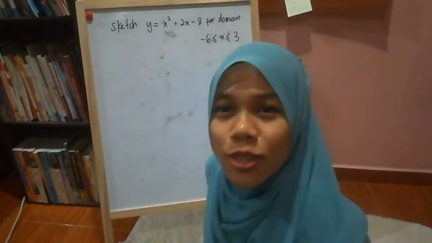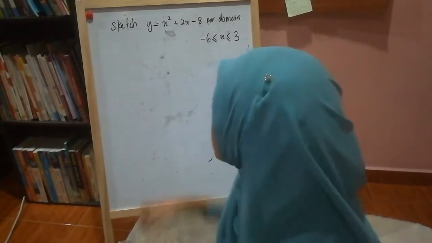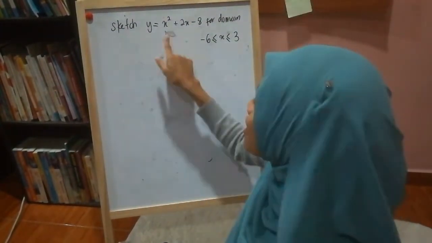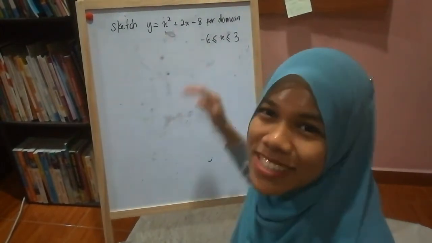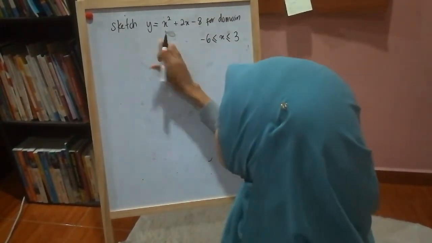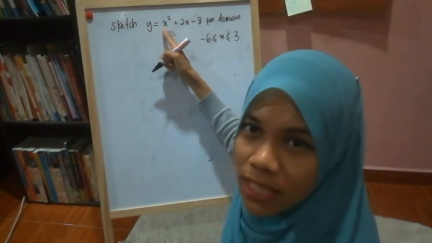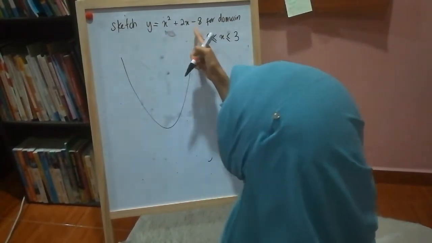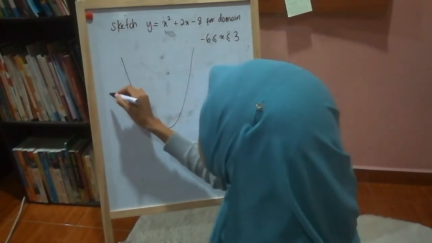So now we are going to see the sketching of the quadratic. Again, always do the original sketch of this equation first, only then you see the domain, right? So the original of it will be, this is positive, right? So it's going to be smiley, and then you're going to be negative 8, right?